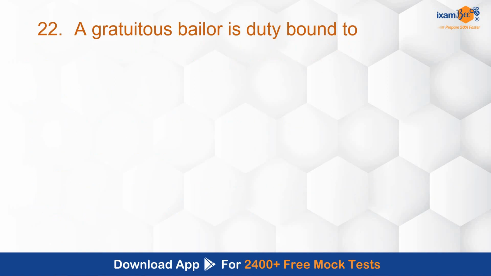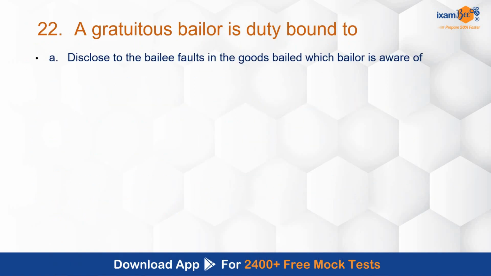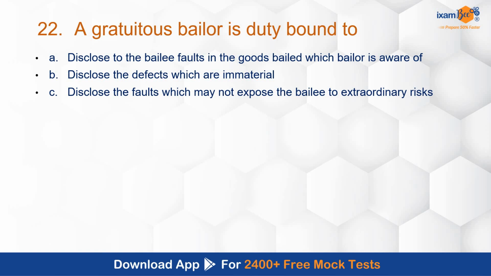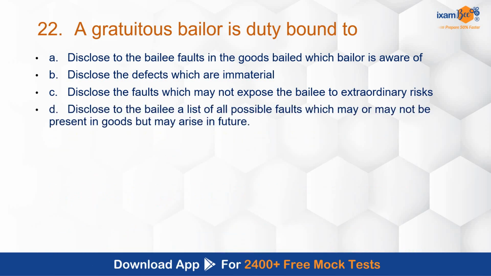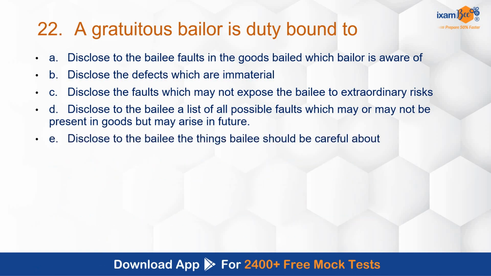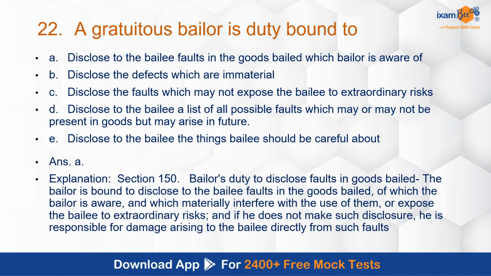Question number 22. A gratuitous bailor is duty bound to: disclose to the bailee faults in the goods bailed which the bailor is aware of; disclose the defects which are immaterial; disclose the faults which may not expose the bailee to extraordinary risk; disclose to the bailee a list of all possible faults which may or may not be present in goods but may arise in future; or disclose to the bailee the things the bailee should be careful about. The correct answer here is A. The gratuitous bailor should disclose to the bailee faults in the goods bailed which the bailor is aware of. This is section number 150, bailor's duty to disclose faults in goods bailed.